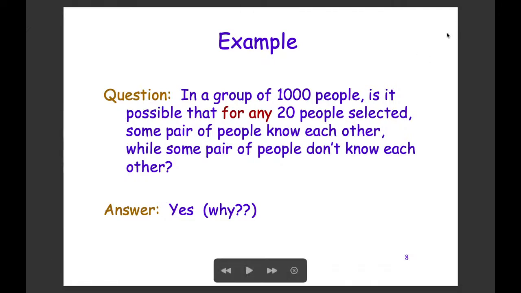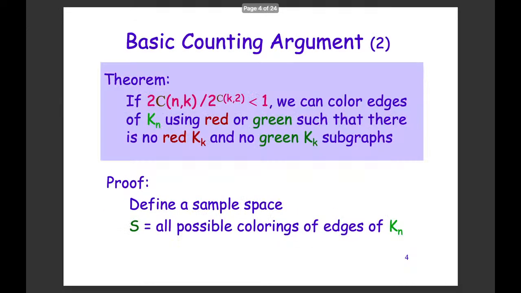So for instance, this is a case. Suppose that we have a group of 1,000 people. Is it possible that for any 20 people selected, some pair of people will know each other while some people don't know each other? It means that it is not the case that all the people know each other, and it is not the case that all the people don't know each other. So for any 20 people, some of them know each other and some of them don't. So we are plugging in the formula. This is the n that we have, and this is the k that we have. By plugging in the formula, we can verify that the magic term here really is less than 1. So we are done.